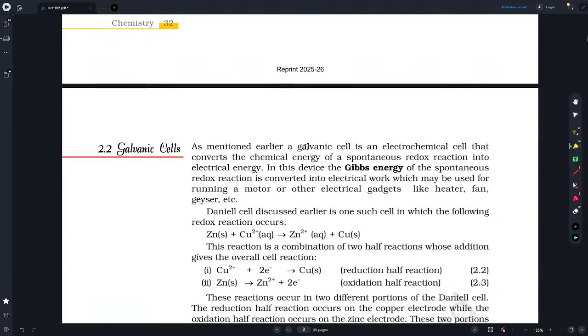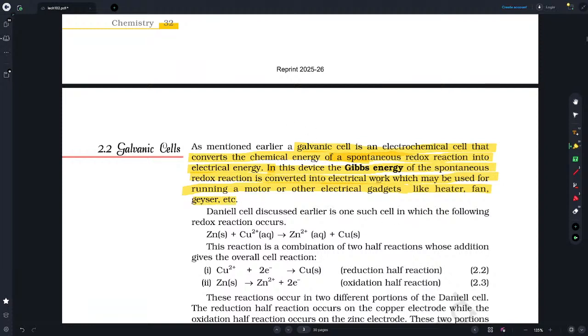As mentioned earlier, a galvanic cell is an electrochemical cell that converts chemical energy to electrical energy, the chemical energy of a spontaneous redox reaction into electrical energy. In this device, the Gibbs energy of the spontaneous redox reaction is converted into electrical work, which may be used for running a motor or other electrical gadgets like heater, fan, geyser, etc.